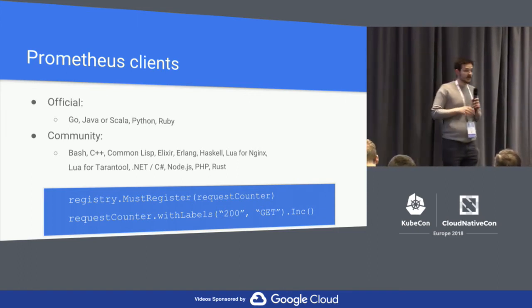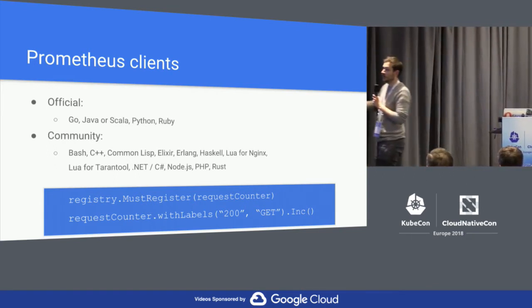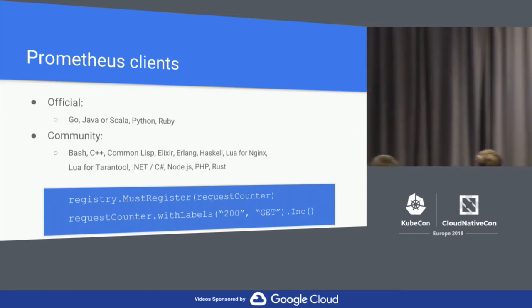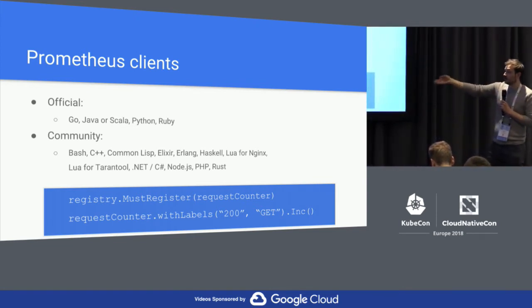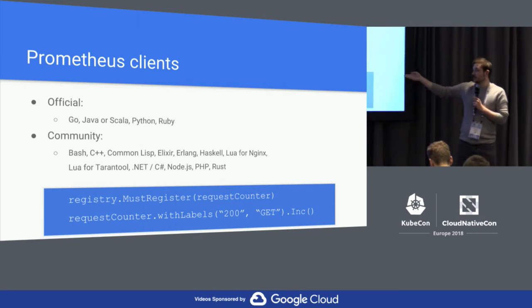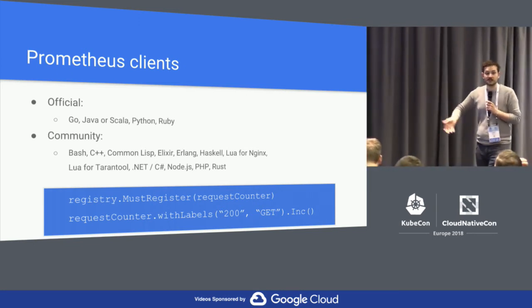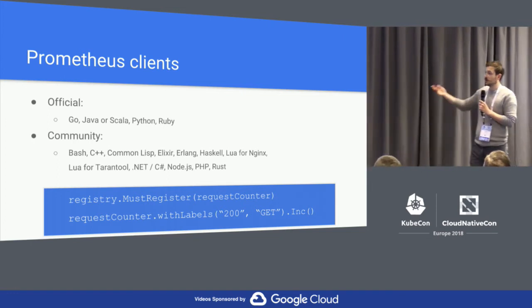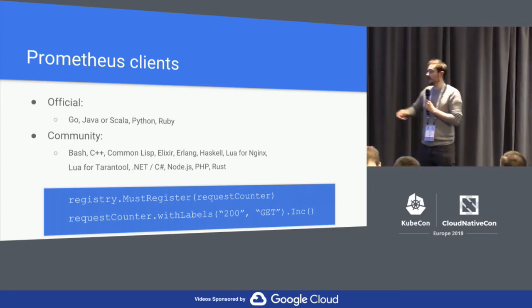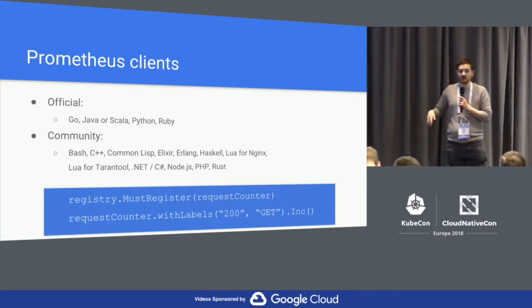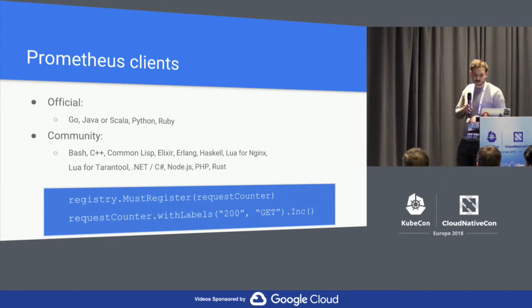Typically, the way that you instrument your application is that you create a Prometheus registry. This is a Go example just to demonstrate. You have a registry and you register a metric, for example, the request counter here, and then through the life cycle of your program, you, for example, could use the request counter with labels, set the label values and increase it. This is an example of a counter metric.